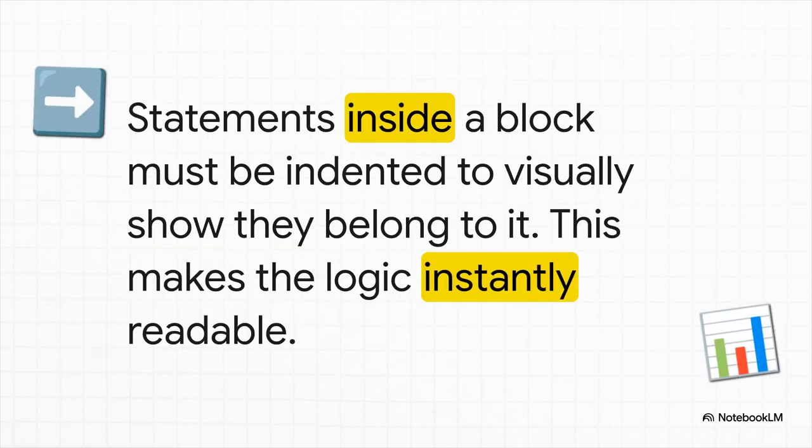And finally, rule number 3. Mandatory indentation. Now this might be the most important of all. Anything that happens inside a block, like the code under an if statement, must be indented. It's how you visually show nesting and relationships. When you start getting loops inside of other loops, trust me, proper indentation is the only thing that keeps it from becoming a tangled mess.